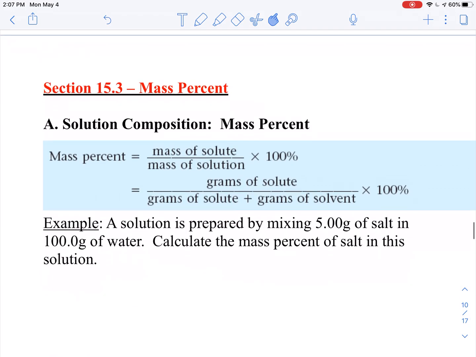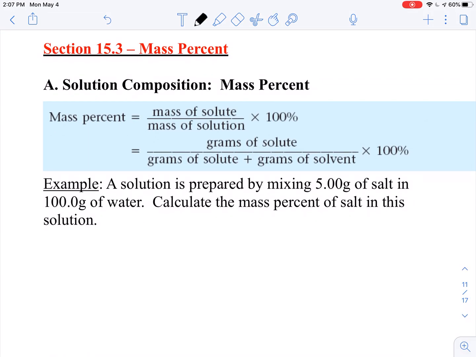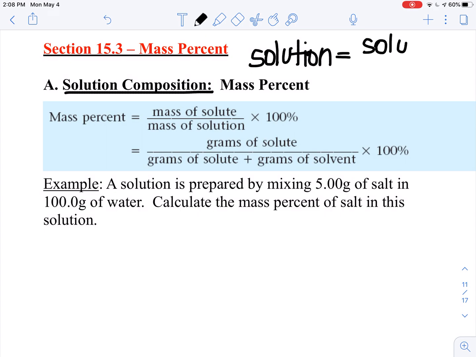Okay, moving on. Today we're learning about mass percent. Mass percent is a way for us to talk about solution composition. So what is a solution made of? Remember again that a solution has 2 parts. I know we talked about this in an earlier video, but here we go. A solution is the solute plus the solvent. Those are the 2 parts that make up a solution. Mass percent is telling us the composition of a solution. It's telling us what makes up that solution and how much of it.